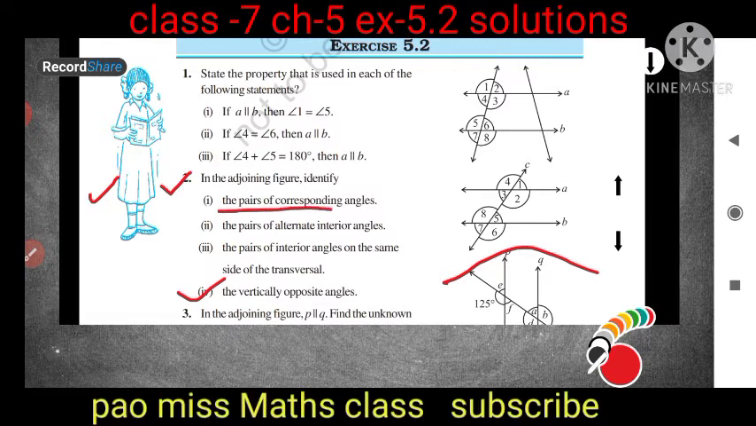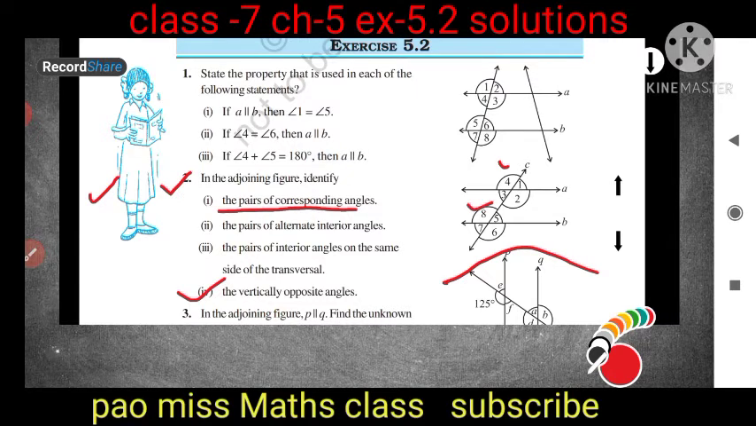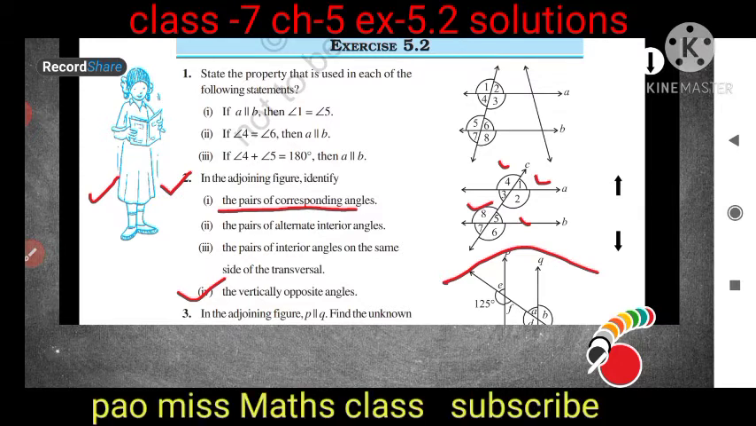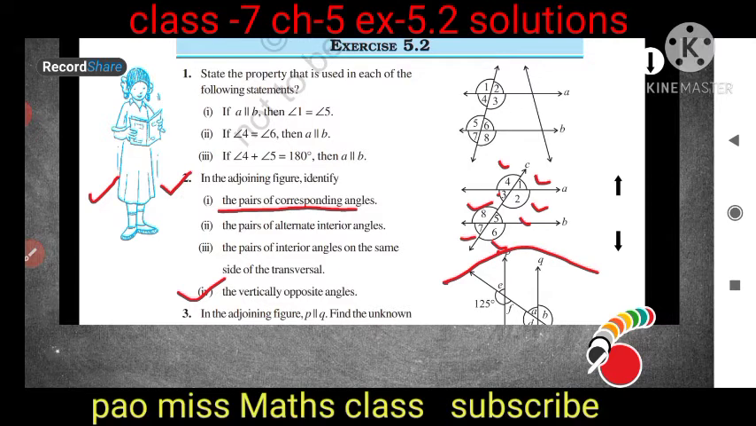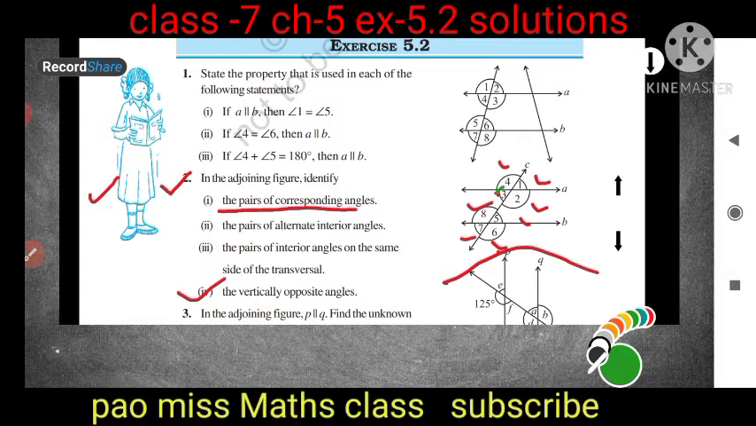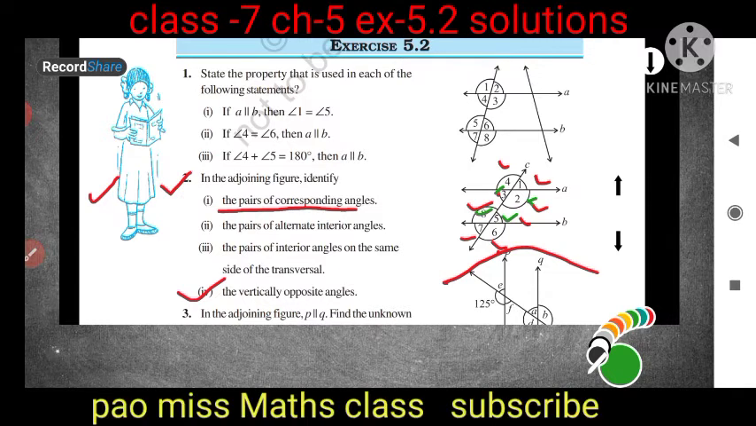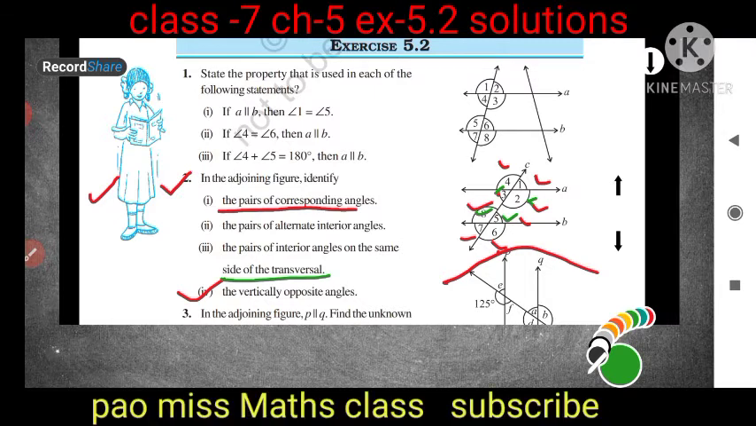So which are the pairs of corresponding angles? You can see 4 and 8 are corresponding angles, 1 and 5 are corresponding angles, 2 and 6 are also corresponding angles, and 3 and 7 are also corresponding angles. Then alternate angles: 3 and 5 are alternate angles, and 2 and 8 are alternate angles. Then what is given here? The pair of interior angles on the same side of the transversal. Now what will the same side of the transversal be?